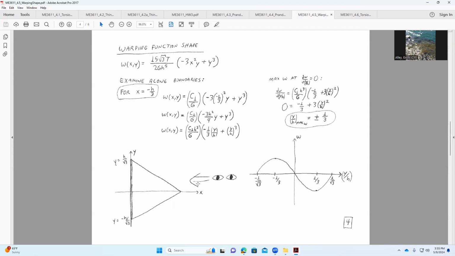All right. If we're to look at it, say down the x-axis, we get this kind of a shape on the back edge there.